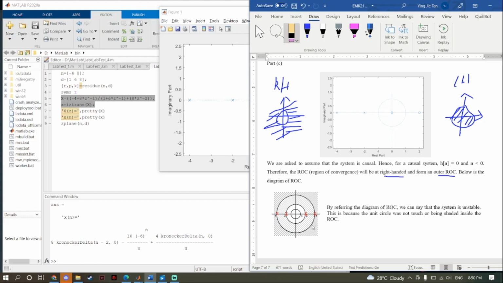So after getting this, you can start to determine whether your system is unstable or stable. For stable, your unit circle must be touched or under the shaded part. So unfortunately, it is very clear that our unit circle, our 1, is not shaded or touched by the shaded part. So I can say that this system is actually an unstable system.